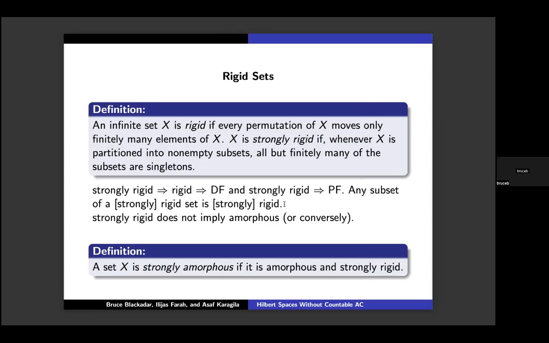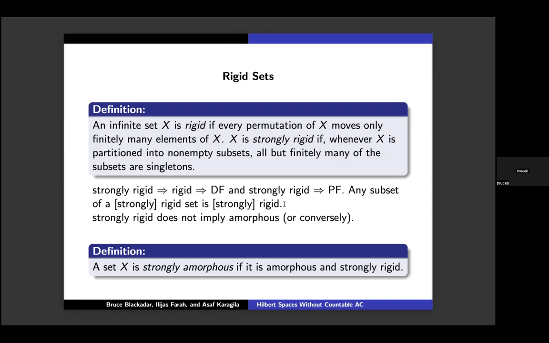Here's a somewhat related idea, but it turns out a little different. We say that an infinite set X is rigid if every permutation of X moves only finitely many elements of the set. We're interested in permutations because if you have a permutation of the set X, it naturally defines a unitary operator on L2 of X. And that operator is a finite rank perturbation of the identity if and only if the permutation moves only finitely many elements.